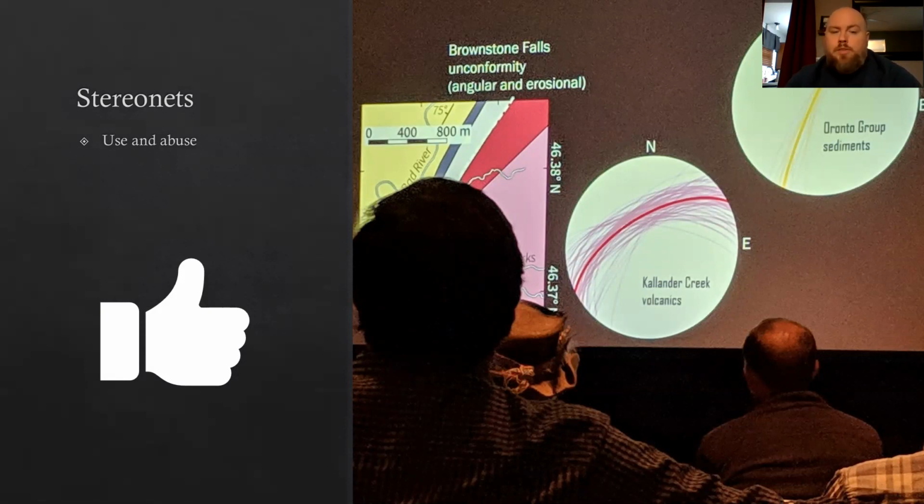So this is a good use of a stereonet. The previous slide was not a good use. The other thing that you see here are obviously clear labels and some information that helps put them in context.